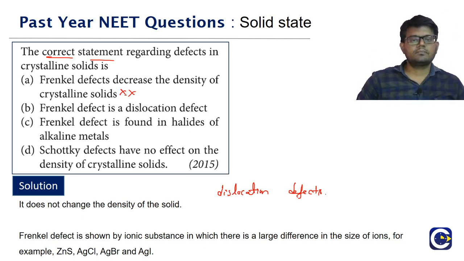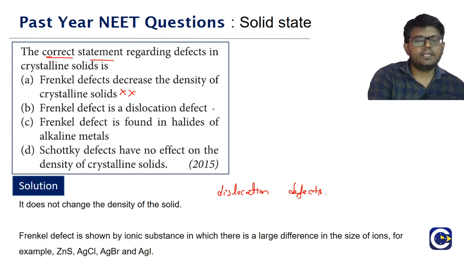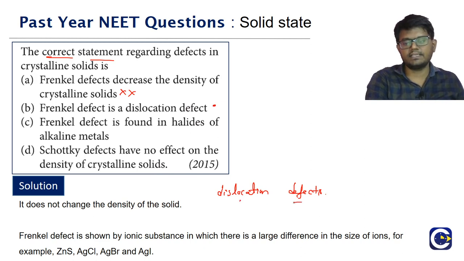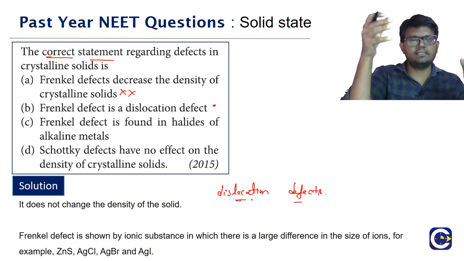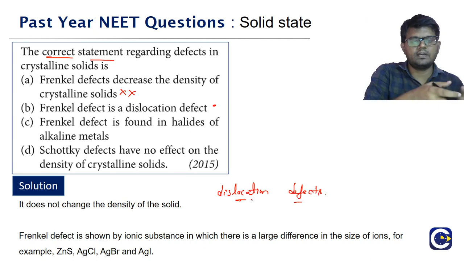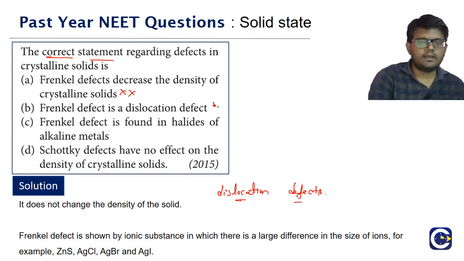That's it. Second is what? Frenkel defect is also a dislocation defect. Yes, correct. It is basically what? Dislocation defect. Why? The smaller size cations or anions will move out of their lattice places and occupy the voids. So this is the correct one.